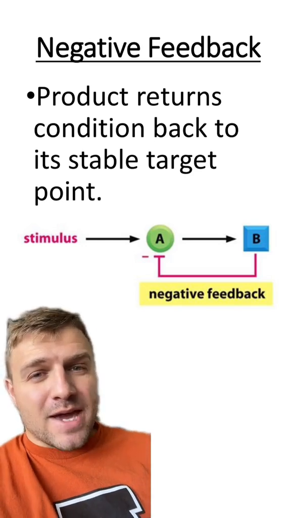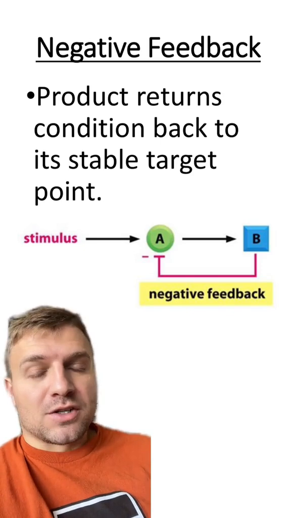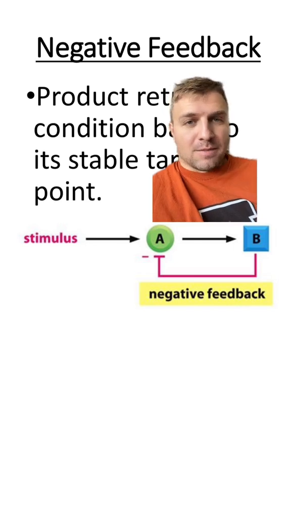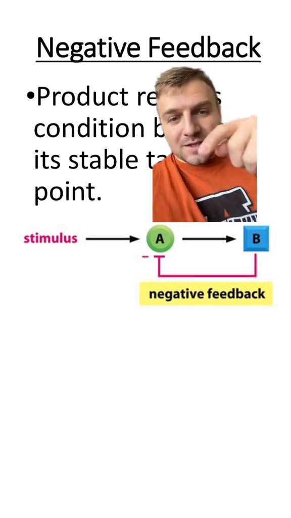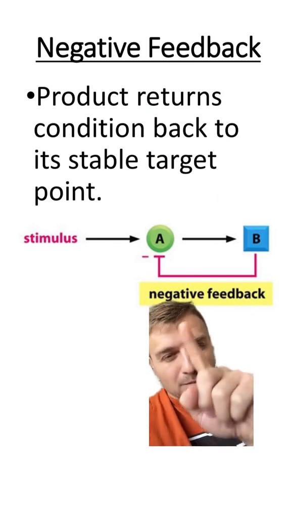A negative feedback loop is kind of the opposite. This is where the product is going to return the condition back to a normal stable point. Again, this is a great illustration of what a negative feedback loop looks like. There's an initial stimulus that changes A into B, but then B stops A from becoming more B.